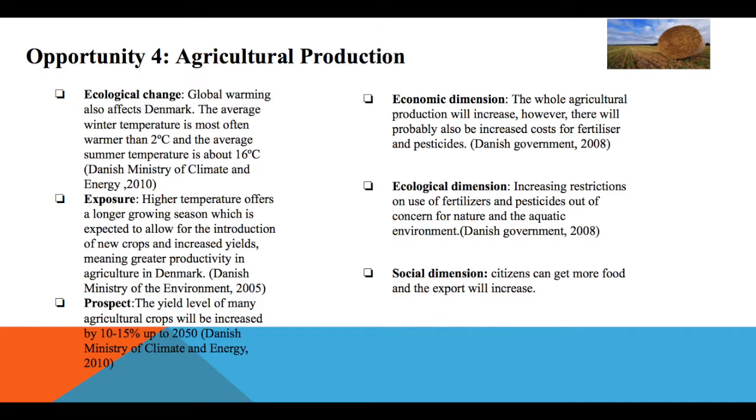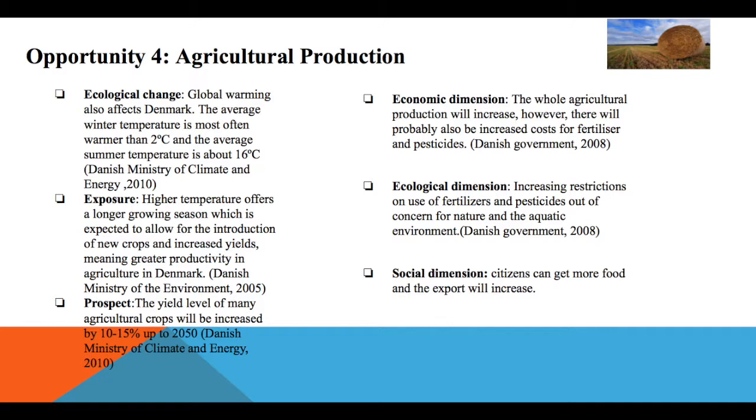The fourth one is about agricultural production. Global warming also affects Denmark. However, higher temperature offers a longer growing season, which is expected to allow for the introduction of new crops and increased yields, meaning greater productivity in agriculture in Denmark. The yield level of many agricultural crops will be increased by 10 to 15% up to 2050.